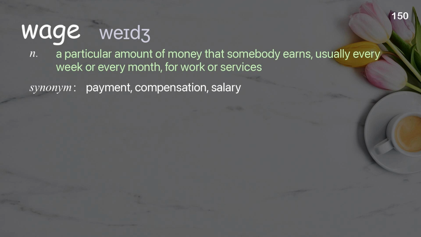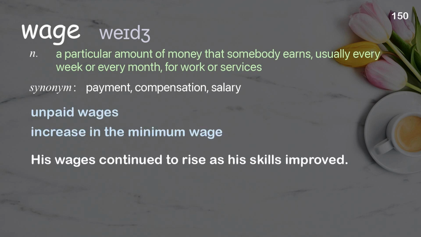Wage. A particular amount of money that somebody earns, usually every week or every month, for work or services. Examples: Unpaid wages. Increase in the minimum wage. His wages continued to rise as his skills improved.